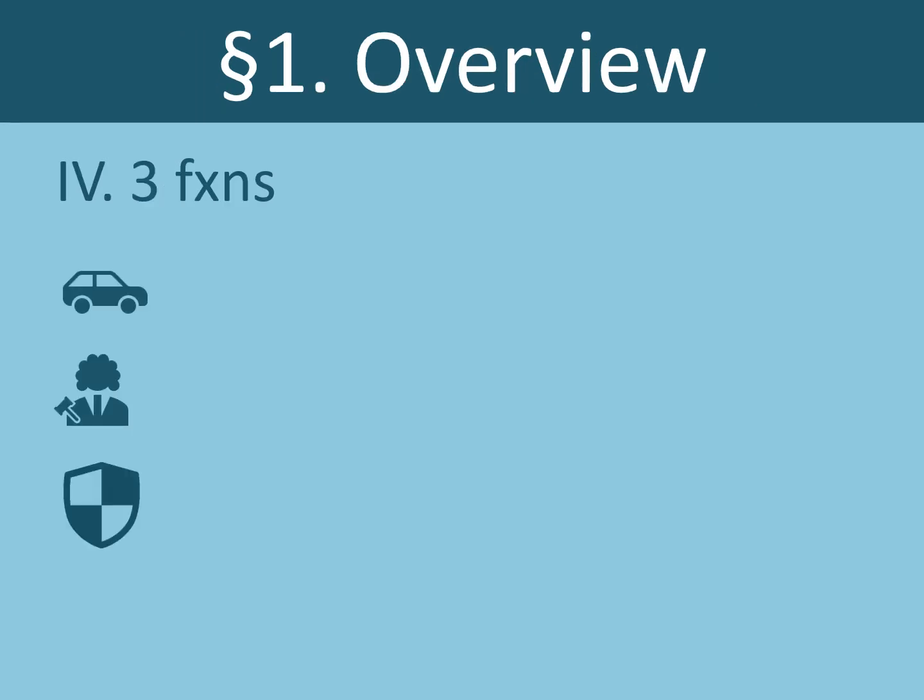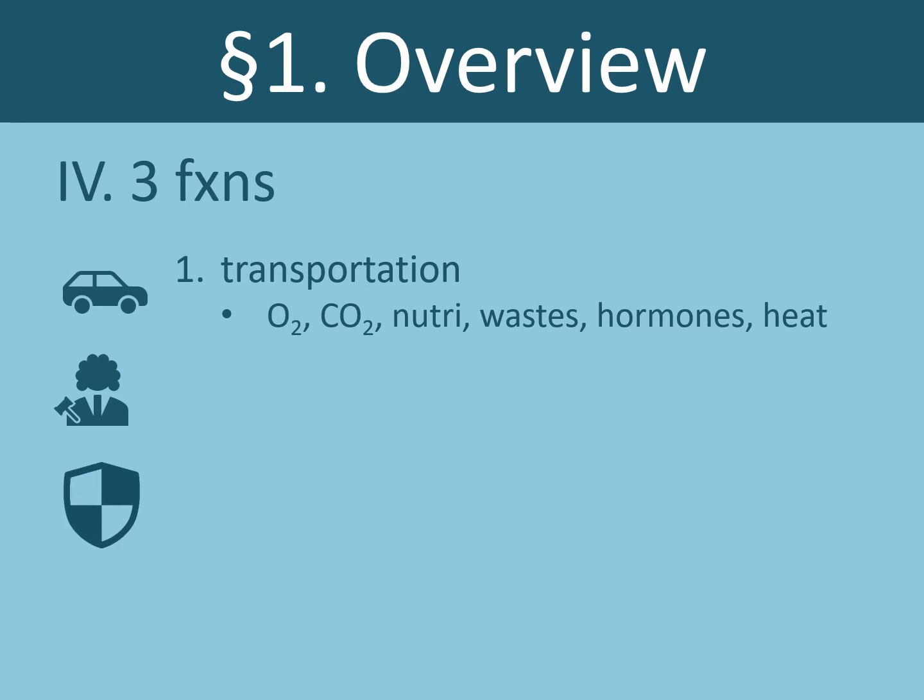The cardiovascular system has 3 major functions. First is transportation. The body's tissues need oxygen and nutrients and must get rid of carbon dioxide and wastes. Also, hormones produced by the endocrine system must be transported throughout our bodies. Even heat must be moved around.